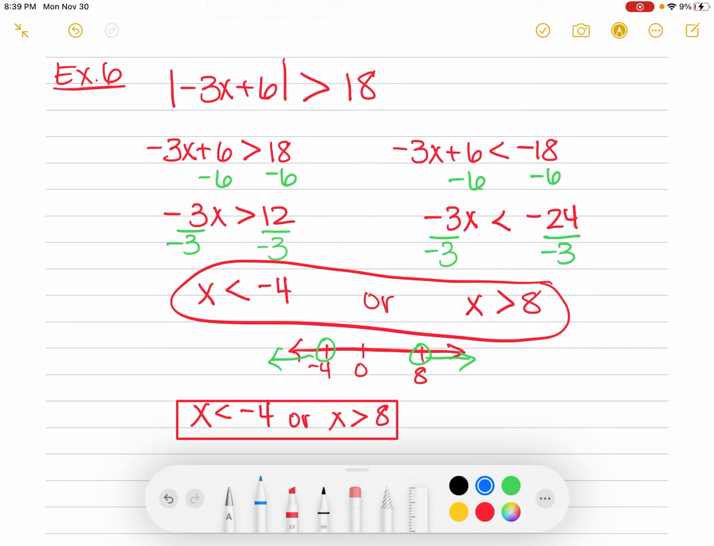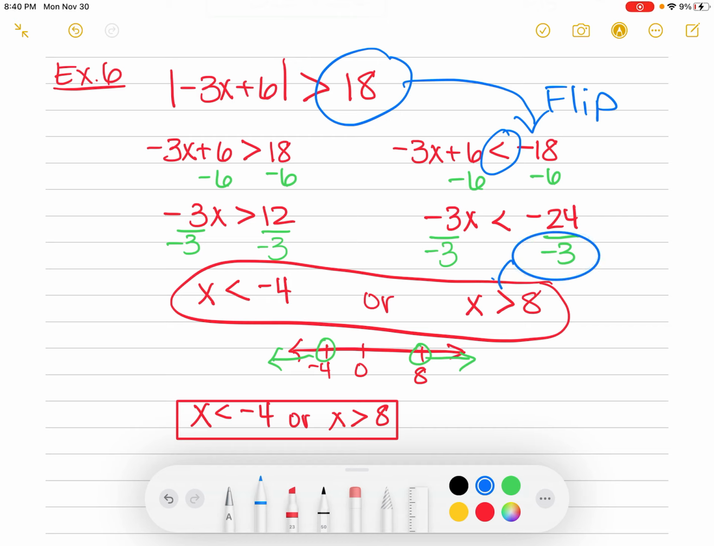You flip when you are making this number into a negative. You need to flip, right? And then the other time you need to flip is when you're multiplying or dividing by a negative. Then you flip the sign also. Make sure you flip both times if you have those things. Don't just flip it randomly. Make sure that you're either changing a number to its negative, which you do at the very beginning, or you are multiplying or dividing by a negative.